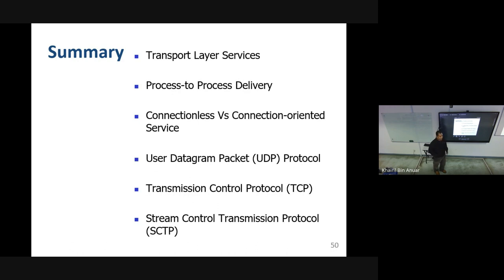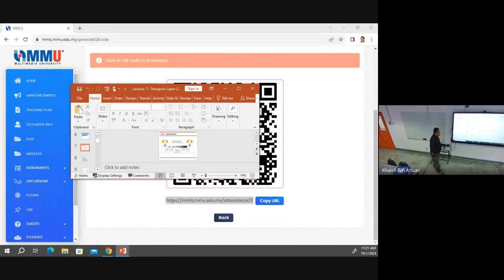And to support the current demand for streaming, what we need is an additional protocol. Basically, SCTP is a good example of an additional transport layer protocol compared to these. So, I think that would be it for my lecture.